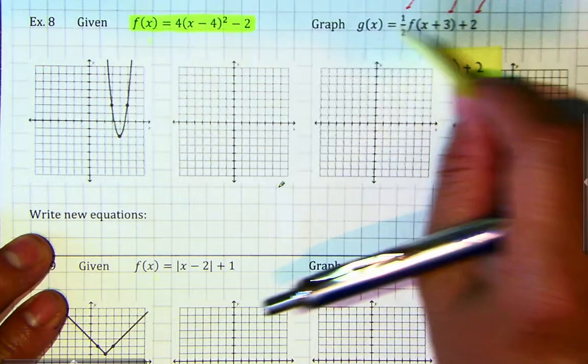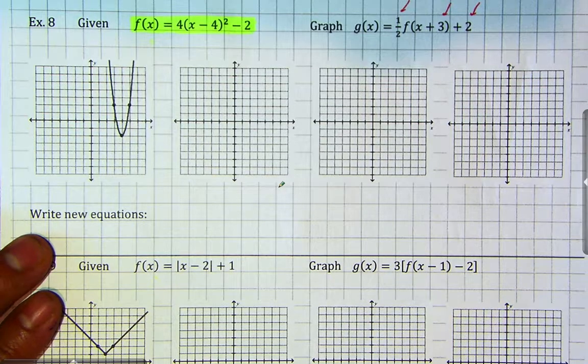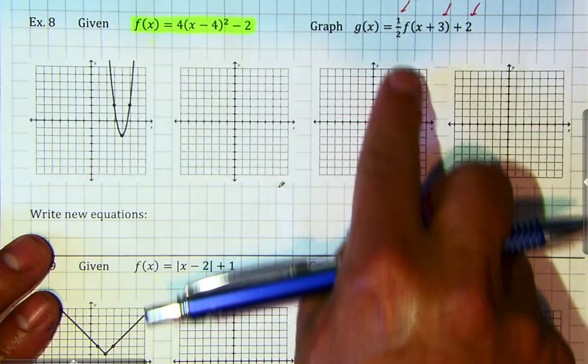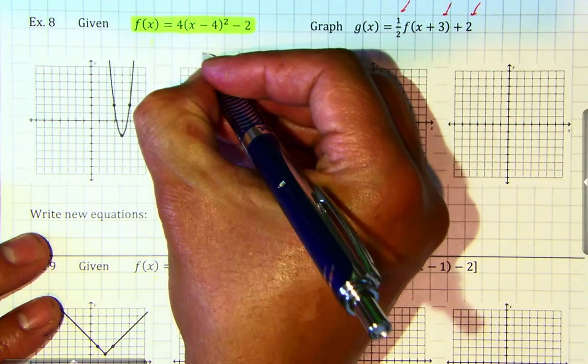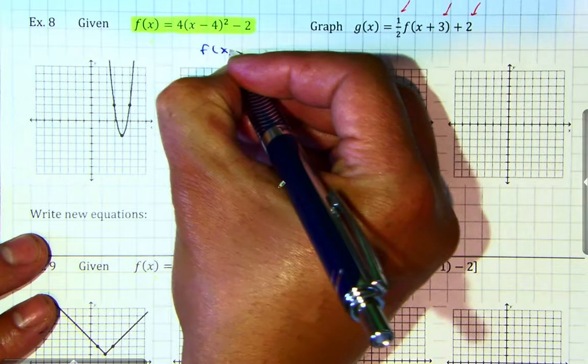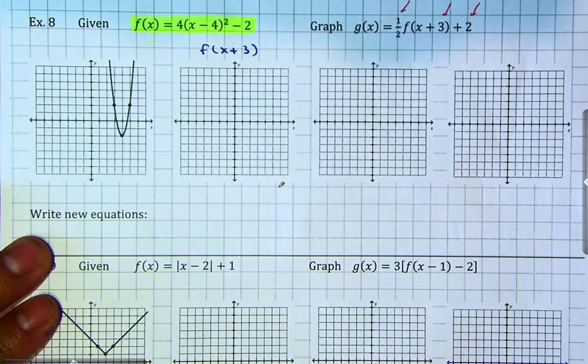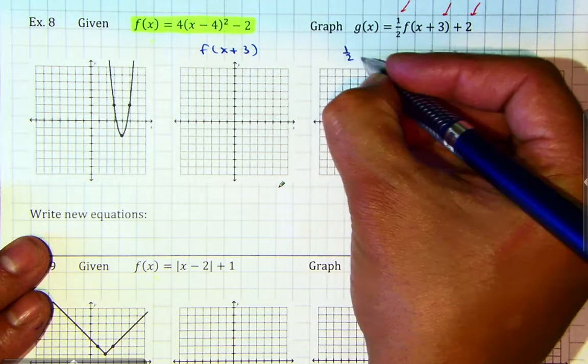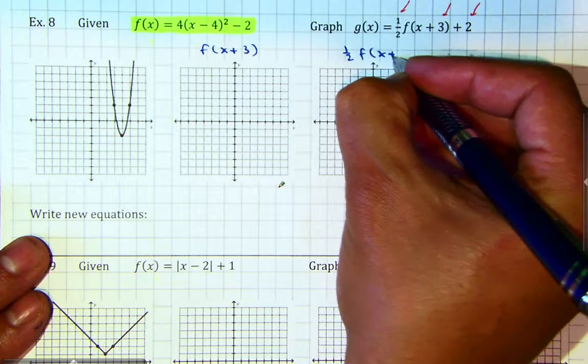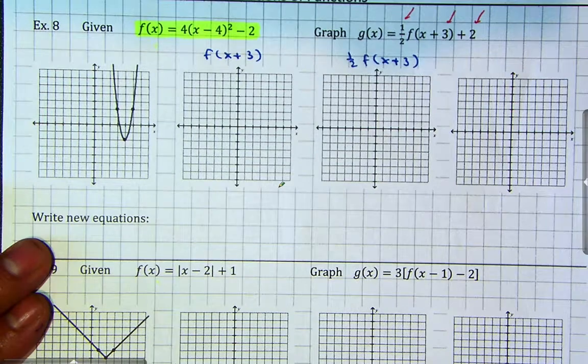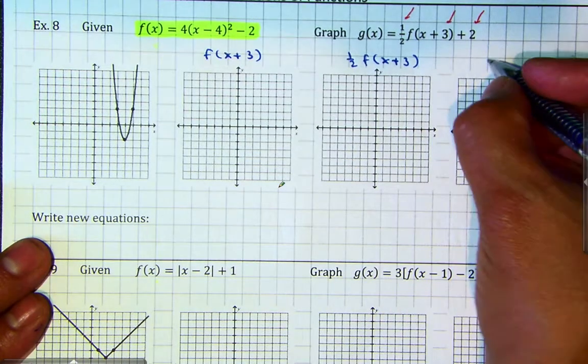So we'll be going through the same process. So first, the plus 3. So we're going to have f of x plus 3. Then the 1/2. 1/2 f of x plus 3. And last will be the 2. So it'll be 1/2.